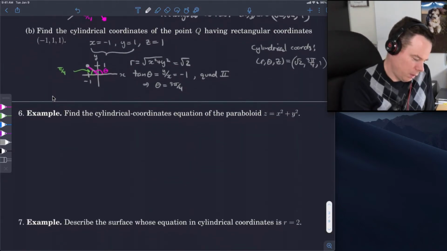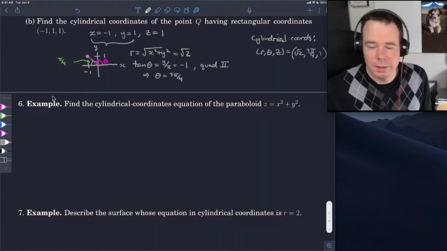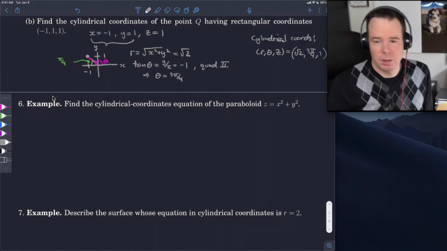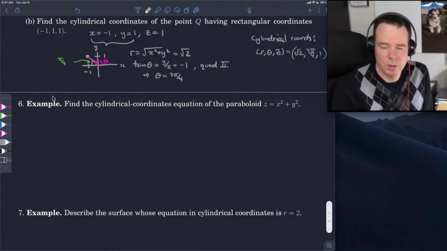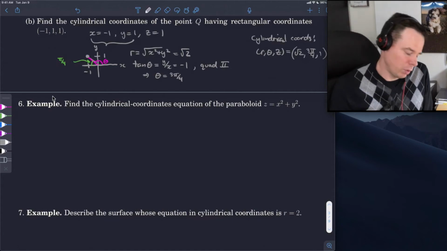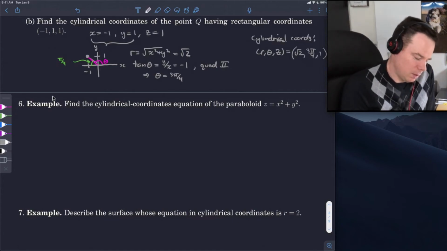Next, we can look at collections of points that satisfy a particular equation and look at how equations change based on the coordinates you're using. So for example, if we are looking at the rectangular coordinate system, the equation z equals x squared plus y squared defines all the points x, y, and z that satisfy that. That's the paraboloid. What is the corresponding equation for a paraboloid in cylindrical coordinates?